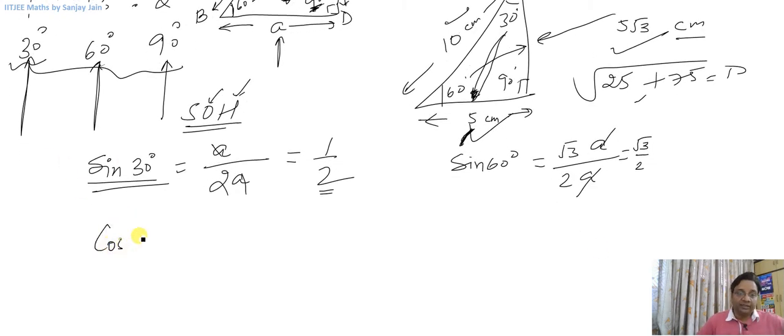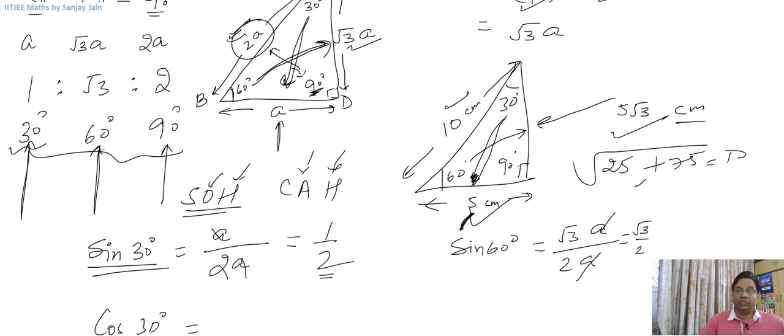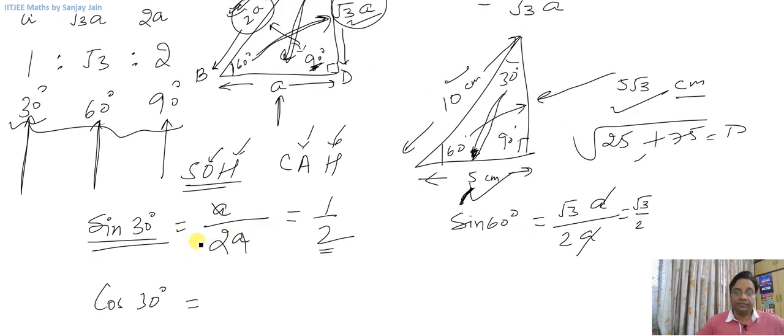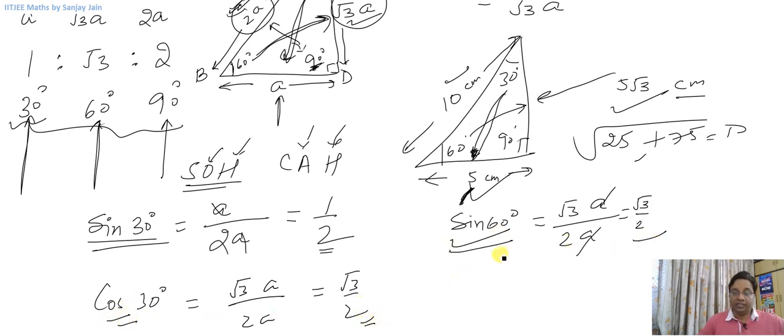So cos 30 can be obtained by CAH, that is adjacent by hypotenuse. So cos 30, what is the side adjacent to 30 degrees? This is root 3A, and hypotenuse is 2A. So root 3A by 2A, that is root 3 by 2. So sine of 60 degrees was root 3 by 2, and cos of 30 degrees is root 3 by 2. Right, so you can also say that sine of 60 degrees is equal to cos of 30 degrees.